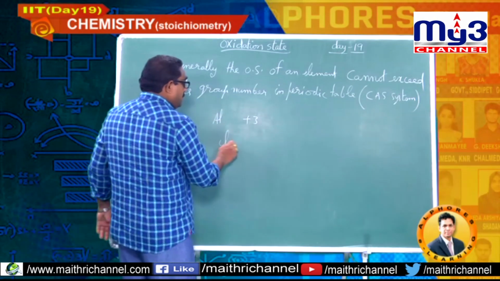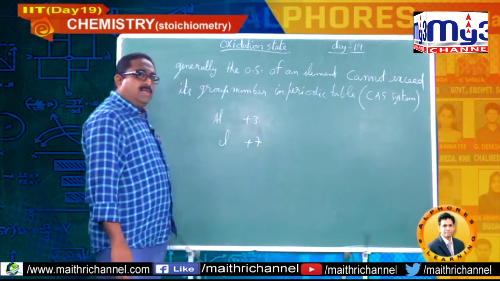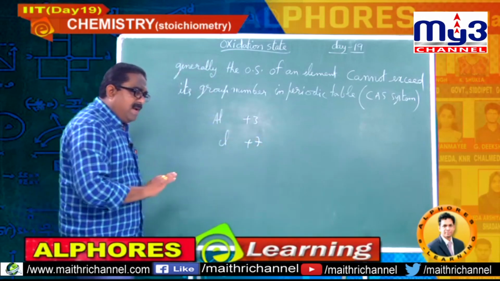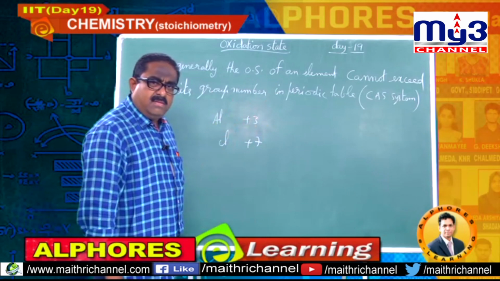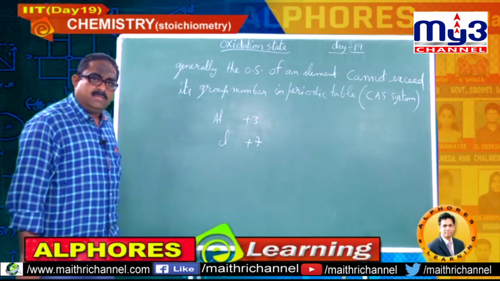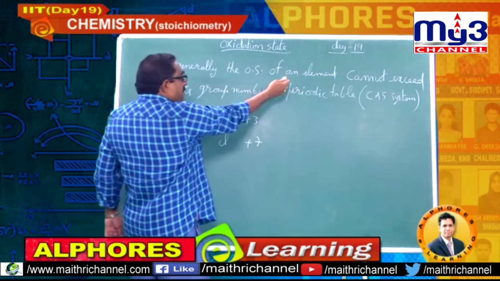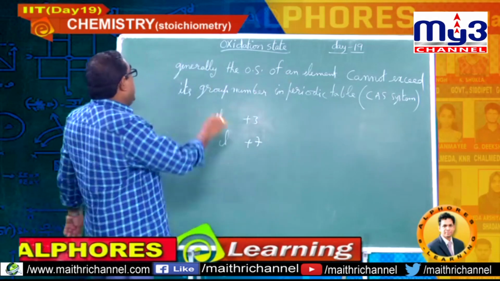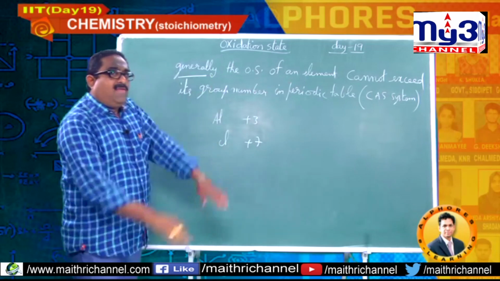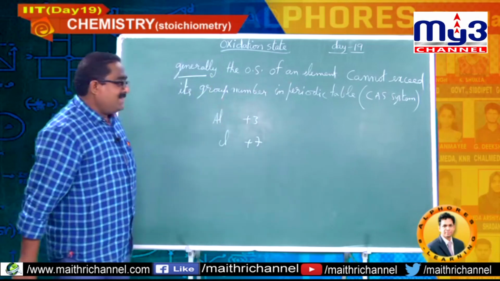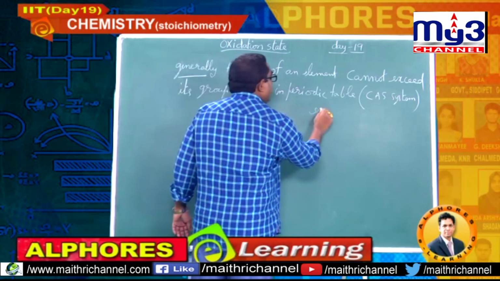If you take chlorine, the maximum is +7 because it belongs to the 7th A group. Chlorine never exhibits more than +7. It is not possible. That is the meaning of this rule. But I have mentioned "generally", which means exceptions may be there. I will give two examples of exceptions.